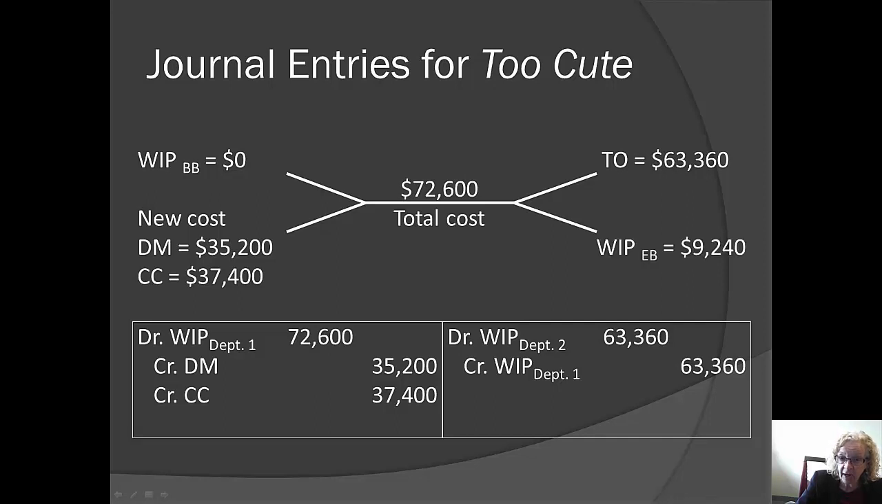The rest of our costs represent our work in process ending balance, the dollar value of units that didn't get finished. That is the amount that will show up on the balance sheet at the end of the period. And then that amount will become the new work in process beginning balance for the next period.